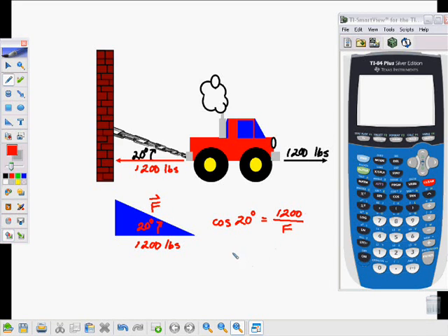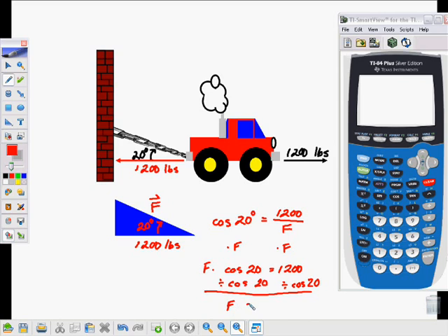A little bit of algebraic manipulation, and I can rewrite this after multiplying both sides by F. That gives me F times the cosine of 20 degrees is equal to 1,200 pounds. Let's divide by the cosine of 20.